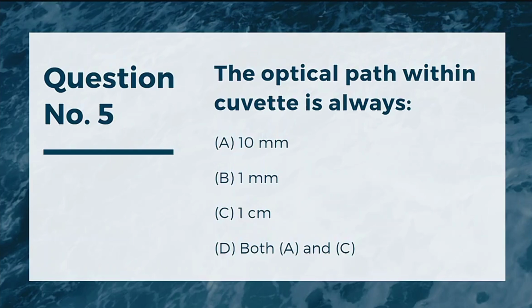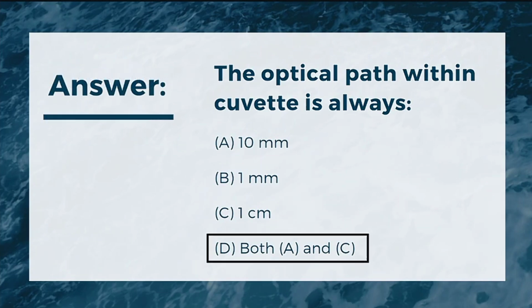Question number 5. The optical path within cuvette is always. Option A, 10 mm. Option B, 1 mm. Option C, 1 cm. Option D, both A and C. And the correct answer is option D, both A and C. That is 10 mm and 1 cm.